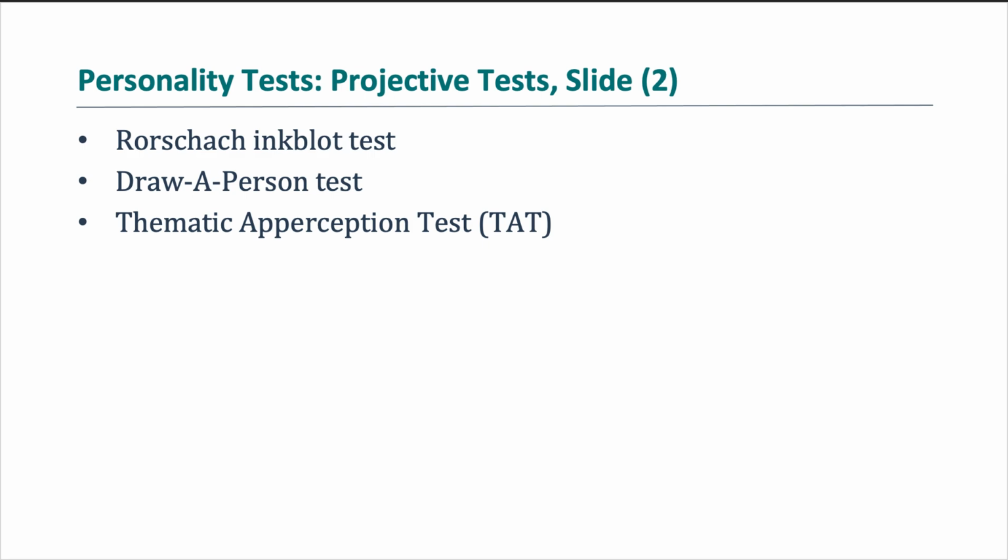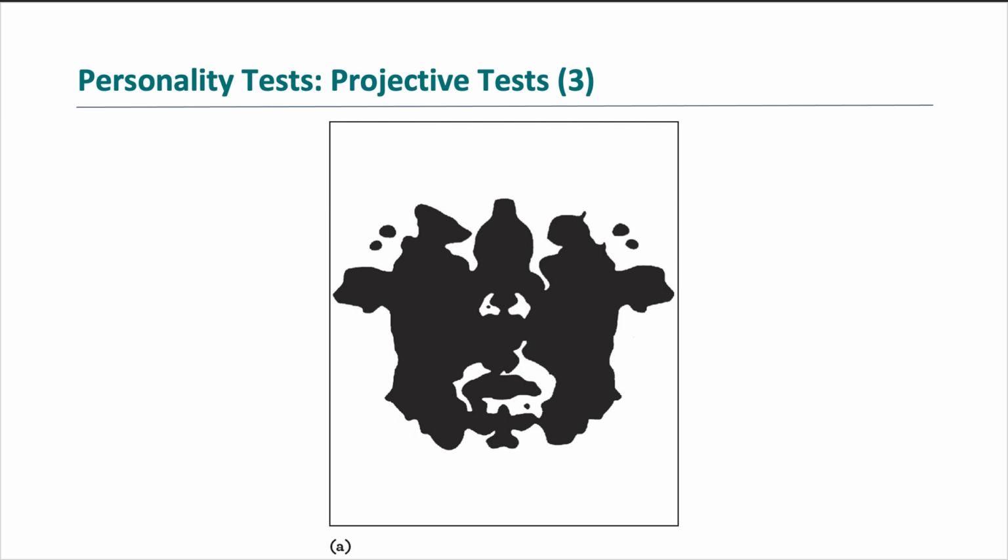Or the TAT, which is the Thematic Apperception Test. In this test, you tell stories about a drawing or a person in an ambiguous event, and you're asked to create a story around it. It's usually used to assess motivational states.